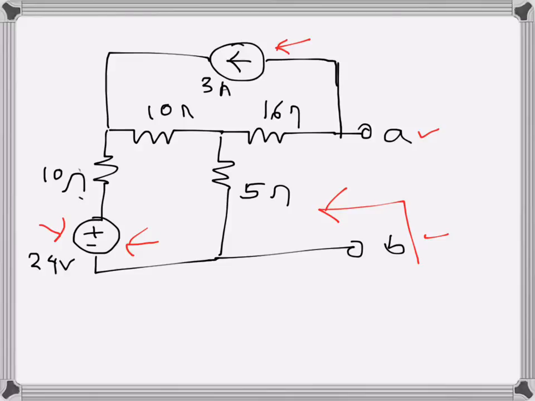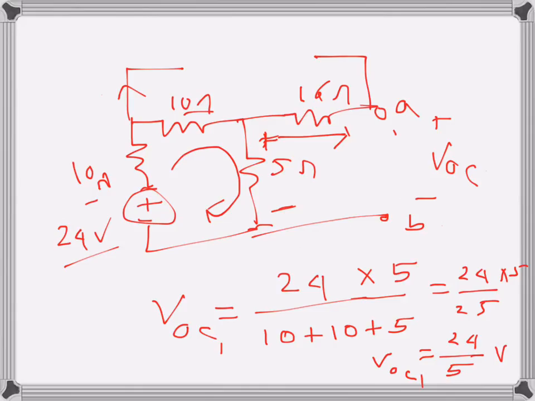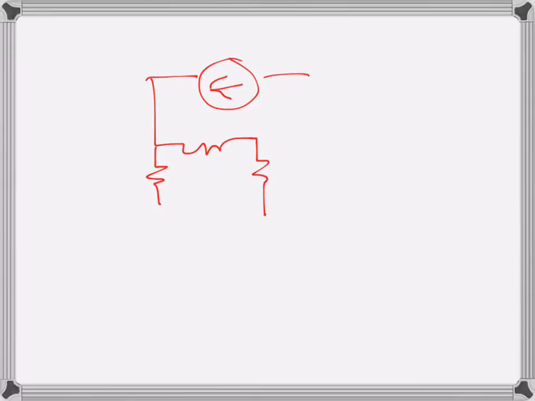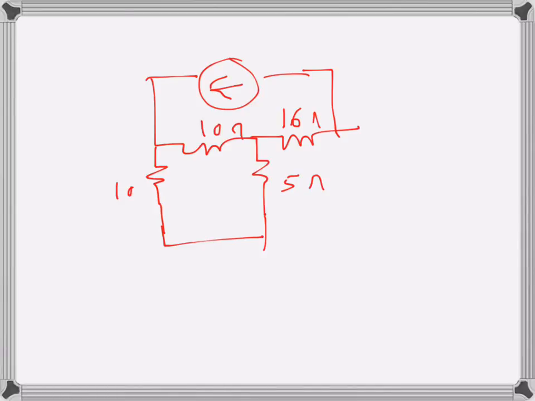Now we will consider the current source and we will make the voltage source inactive. So our circuit now will become, the current source is present, so that's there, and we have this resistance, the terminals across the voltage source will be shorted. So that's there like that, and this is 16 ohms. So 16 ohms here, 5 ohms here, 10 ohms here, 10 ohms here, and the current source is 3 amps.